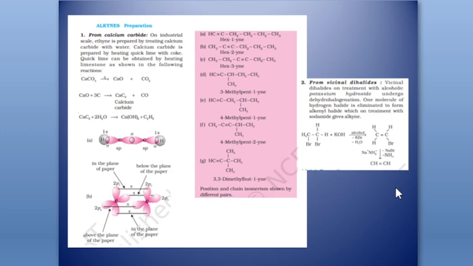Next, we come to alkynes. The simplest alkyne is ethyne. It can be produced from calcium carbide. If calcium carbide is subjected to water, it will produce acetylene gas. The structure of the acetylene molecule is given below.